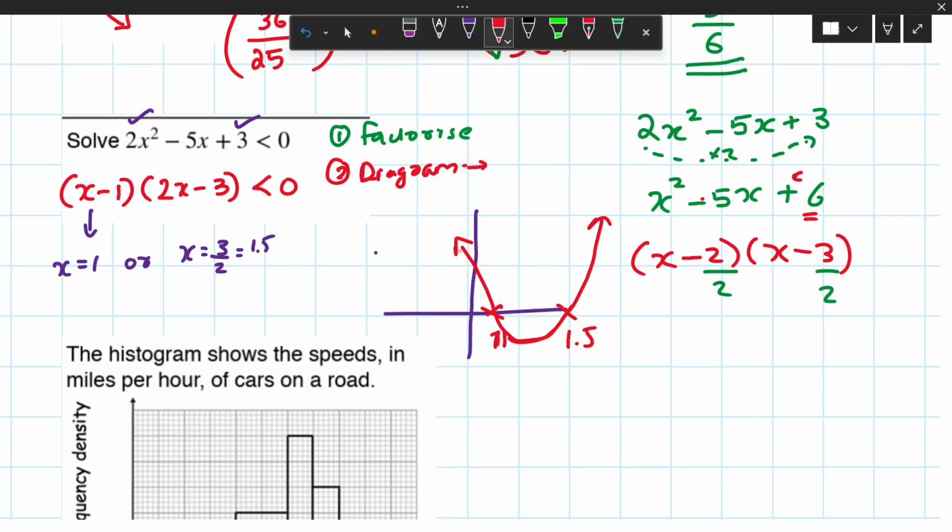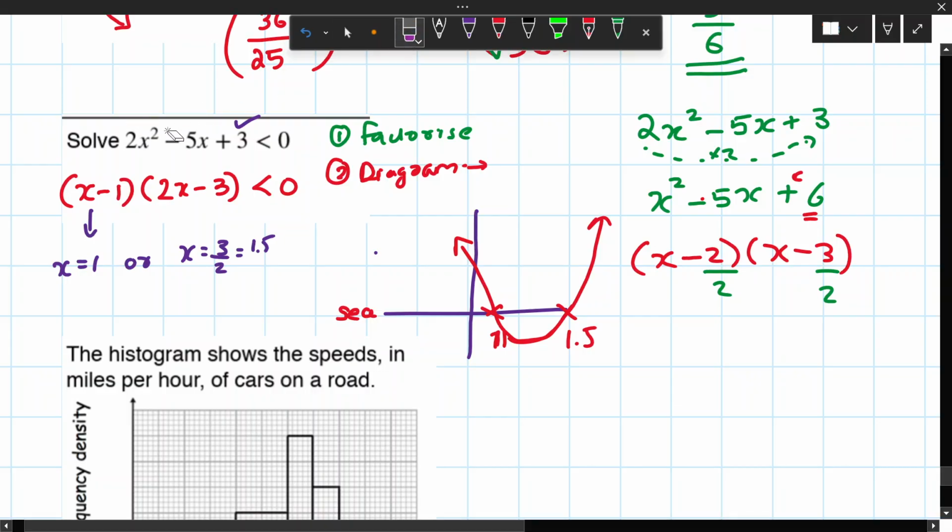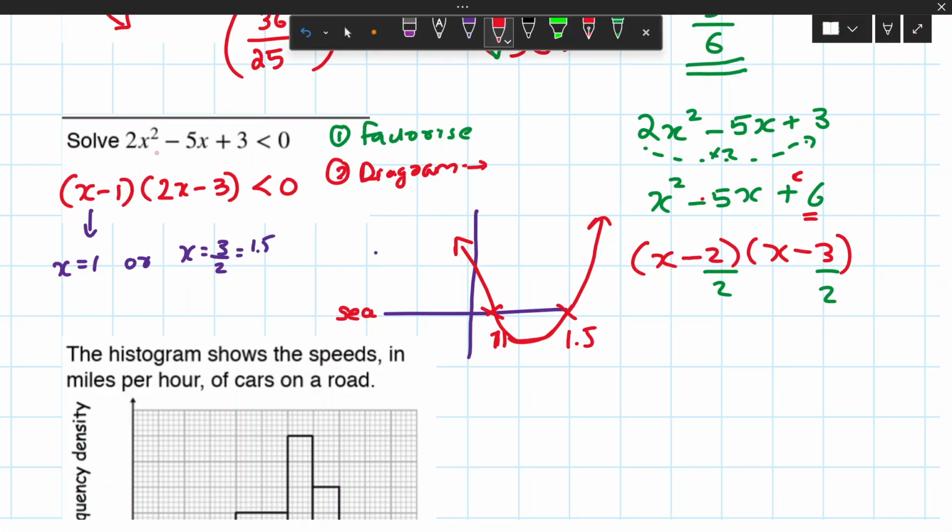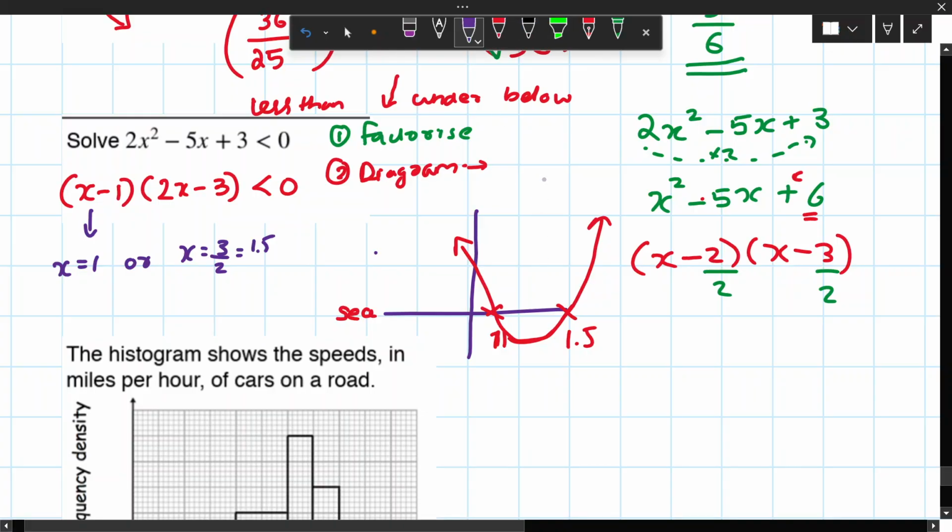Now, what I would recommend you to do is imagine this as the C, and when you read this, how do you read this inequality? 2x squared minus 5x plus 3 is less than, right? Less than would mean you want to go down, or under, or below. So think below sea level. If you're thinking below sea level, you're talking about everything that is under the sea.